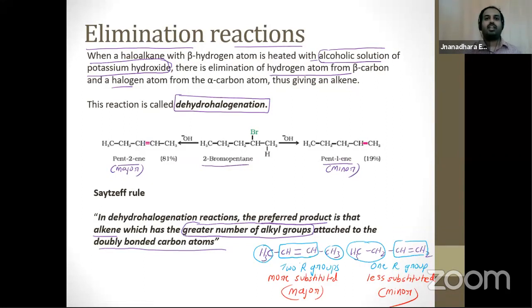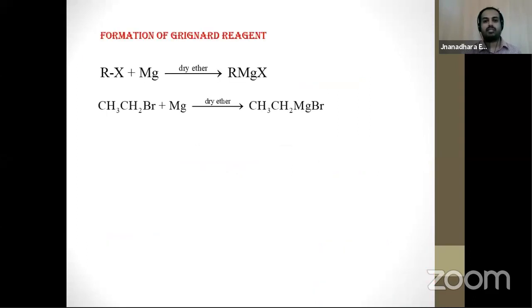In addition to elimination, haloalkanes are also known to react with metals. One very prominent reaction is their reaction with magnesium metal to form a very popular, famous compound called Grignard reagent. Grignard reagent, RMgX, belongs to the category of compounds called organometallic compounds. Let me see if there are any queries at this stage. No. Okay. So this is our Grignard reagent. Next.